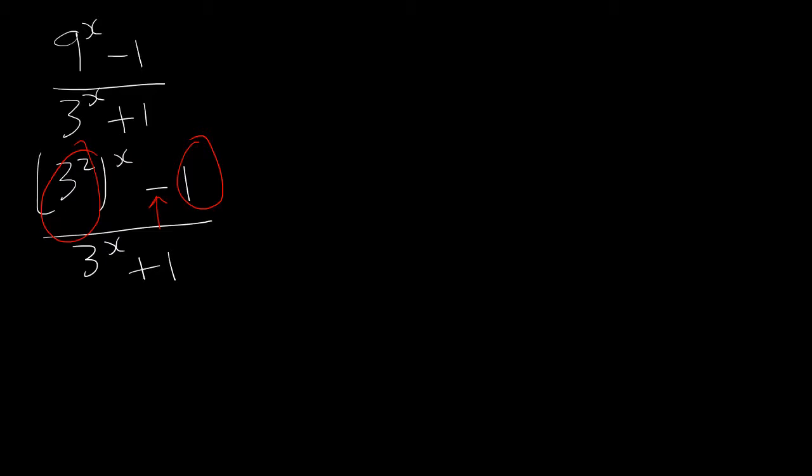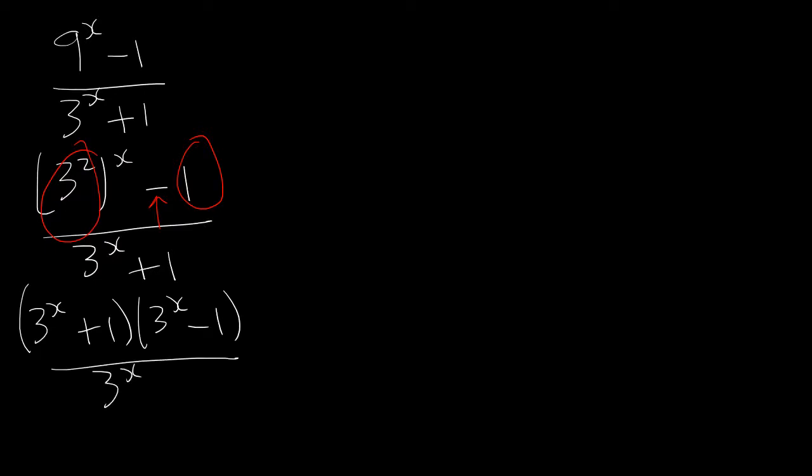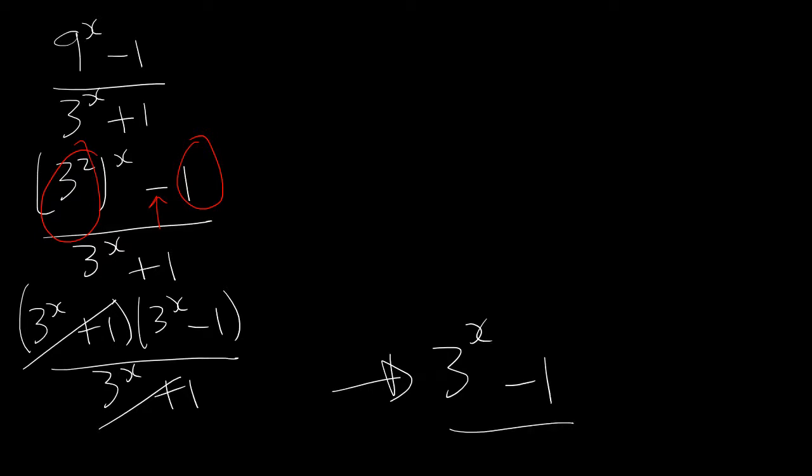So this would actually be (3^x + 1) and (3^x − 1) over (3^x + 1). We can clearly see that these two can be cancelled off. So my final answer would therefore be 3^x − 1. So let's look at the next example.